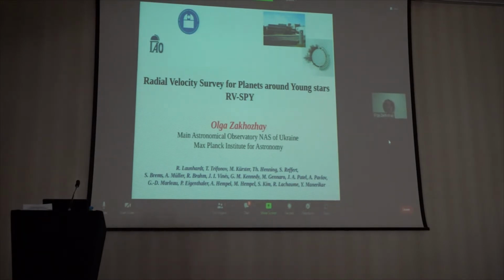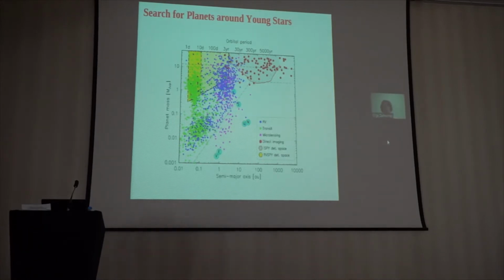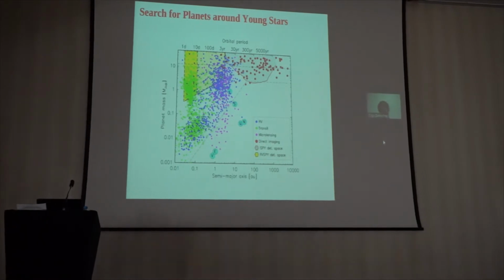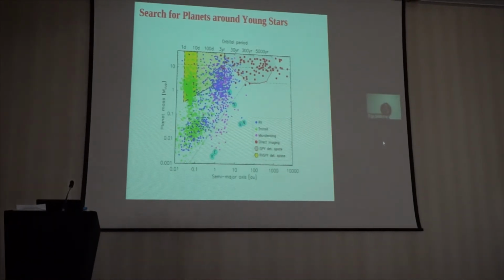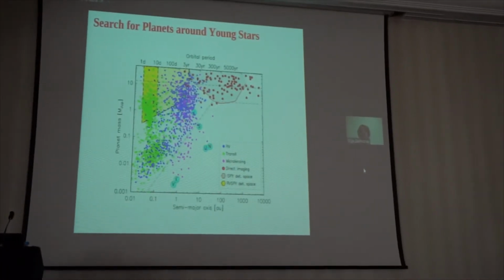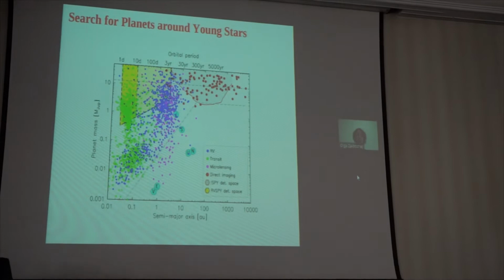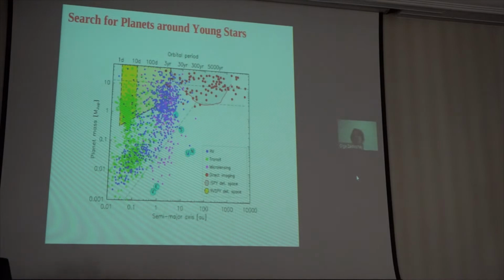And in my talk, I want to tell you about our radial velocity survey for planets around young stars, RVSPY. So as Jose just mentioned a few minutes ago, when we speak about discovery of planets, then we know that depending on which technique we discover a planet with, the parameters of this planet would be different.